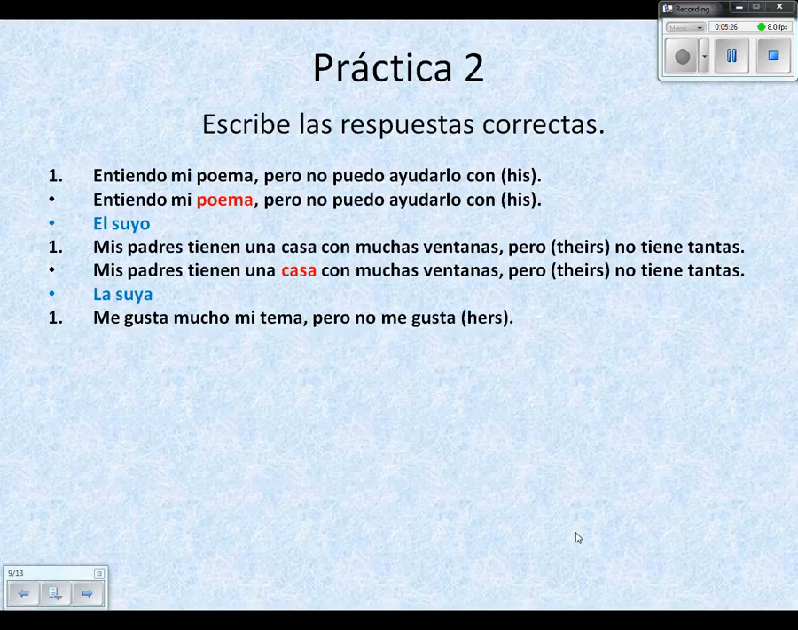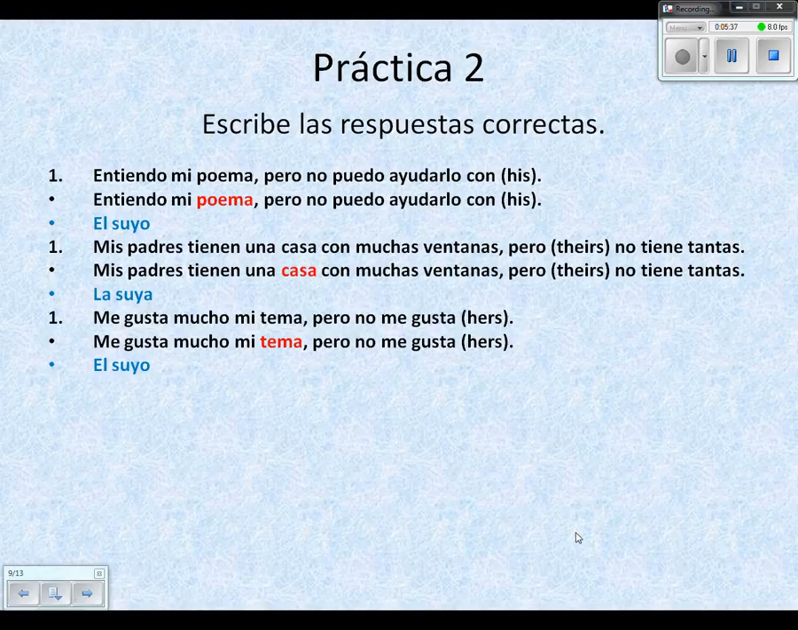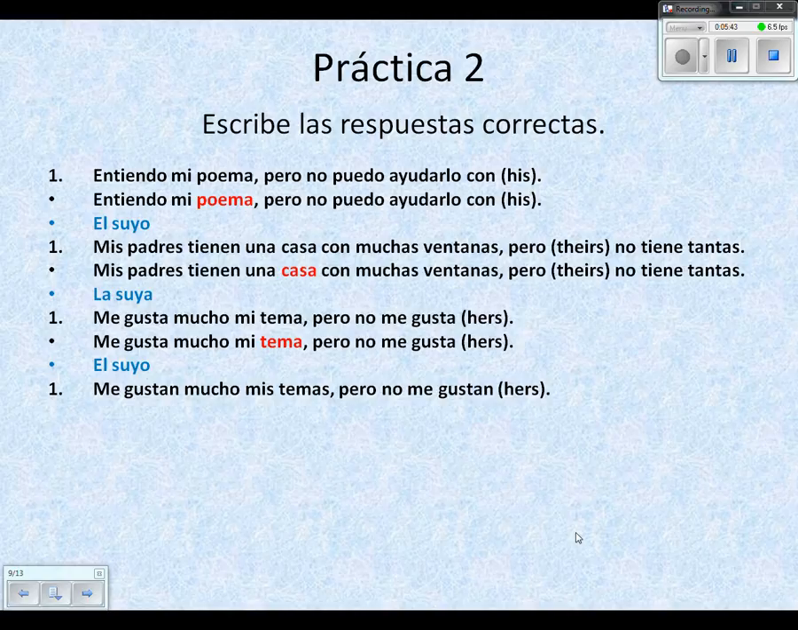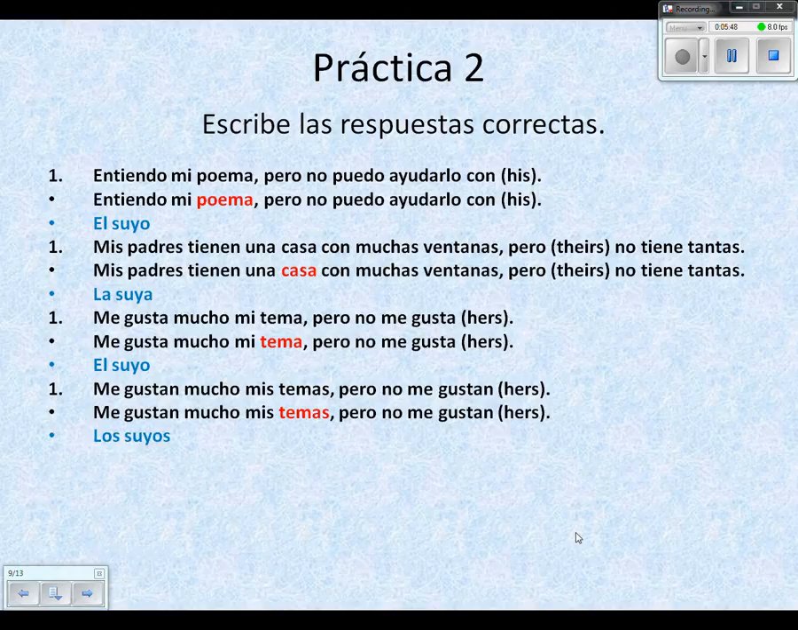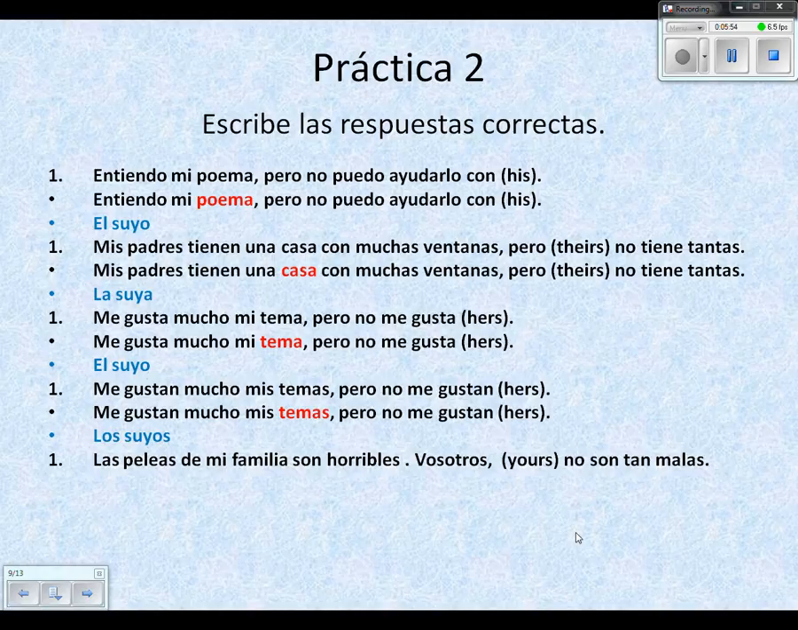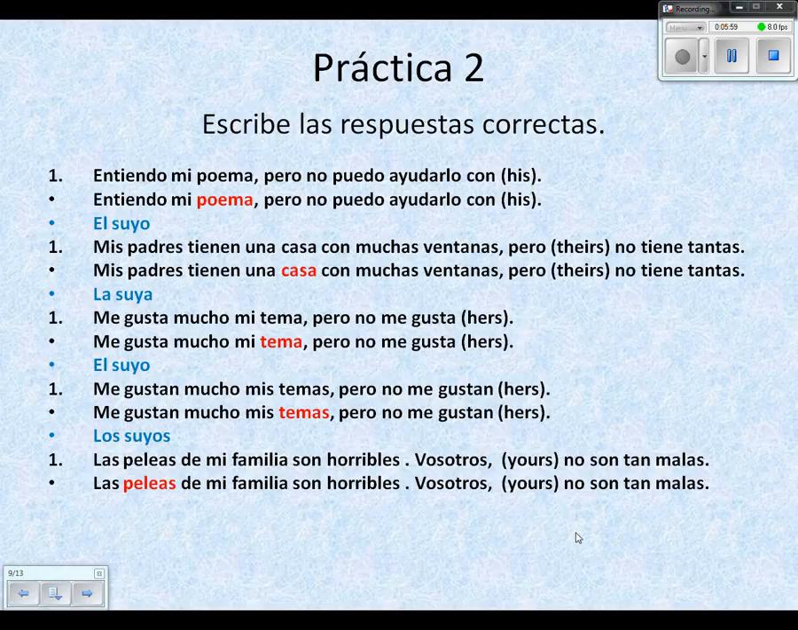Number 8, me gusta mucho mi tema, pero no me gusta hers. So this is referring to her theme. Once again, tema. Remember the words that end in ema are masculine and singular and belonging to her. So we're going to use el suyo. Number 9, me gustan mucho mis temas, pero no me gustan hers. So this is similar to number 8, but now it's plural. So the answer is going to be referring back to temas, and the answer is los suyos. And number 10, las peleas de mi familia son horribles, vosotros, yours are not so bad. So we're referring back to peleas here. So go ahead and circle peleas, and we are talking to vosotros. So we're going to be using las vuestras.